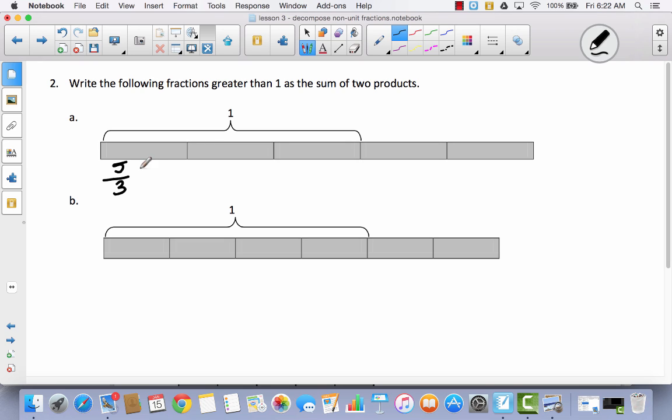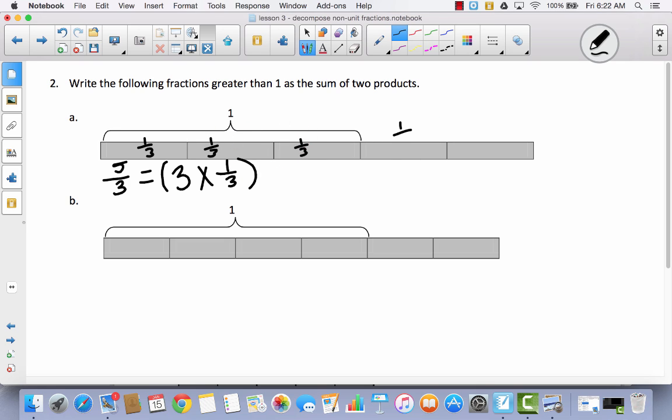The first thing we're going to do is write a multiplication sentence to represent the whole. So I've got 1, 2, 3, 1/3. I'm going to put this in parentheses: 3 times 1/3. That's the same thing as saying I've got 1/3, 1/3, 1/3. So instead of saying 1/3 plus 1/3 plus 1/3, I'm saying 3 times 1/3.